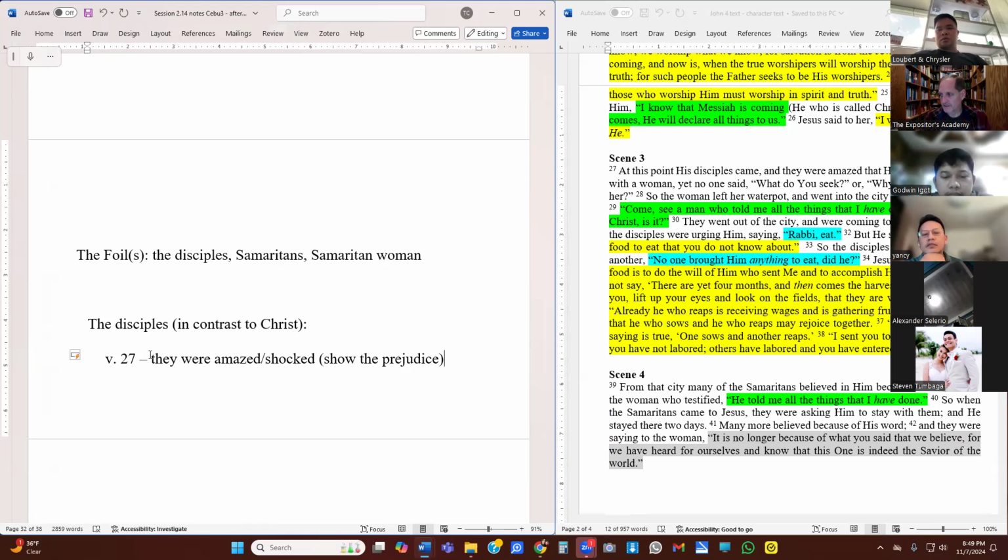And then, of course, they're focused on, right, when they say, Rabbi, eat, and then no one brought him anything to eat, they're focused on the earthly rather than the heavenly, right? Because Jesus says, I have food that you don't know about. And they're thinking, did somebody bring him some food? So I would just note those couple of things here.